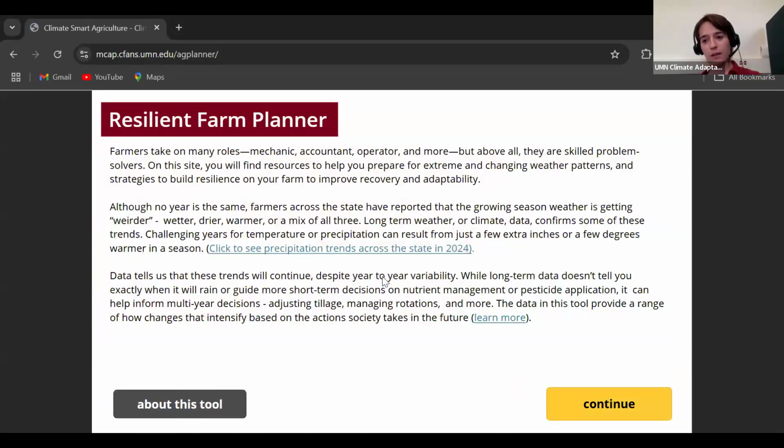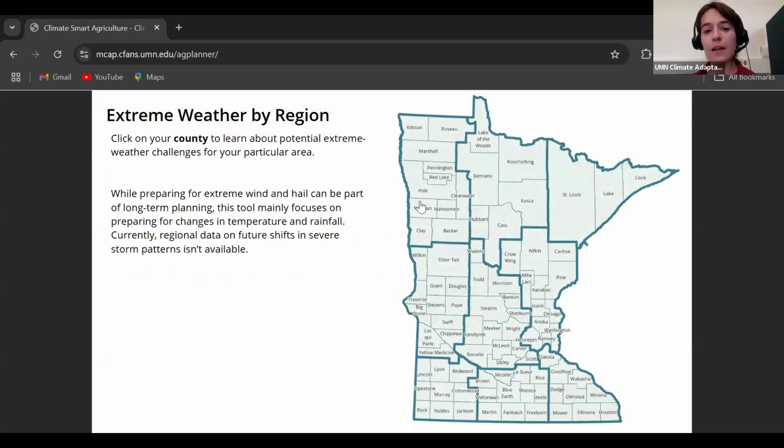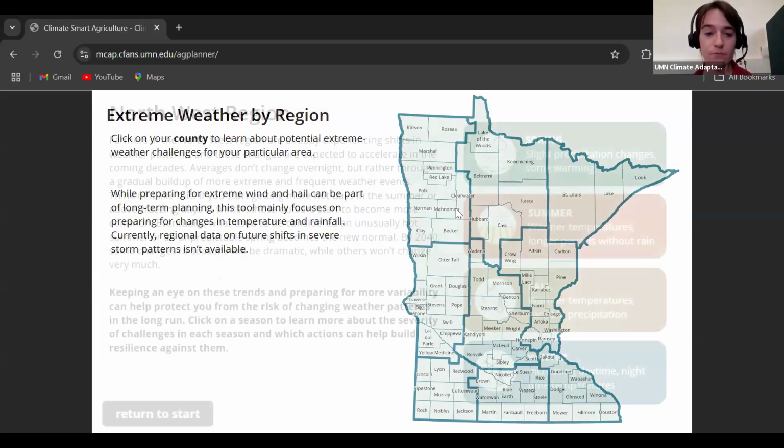So you'll be encountered with a little bit of the information I've given you today about why we're focused on long-term planning and how you might appropriately use this data. You can then select a region of the state based on what county or the region that you worked on. So for example, I'm going to click on the Northwest Climate Division, which has Kittson, Roseau, Marshall, Polk, Mahnomen, Beck, Clay, Pennington, and Red Lake counties.